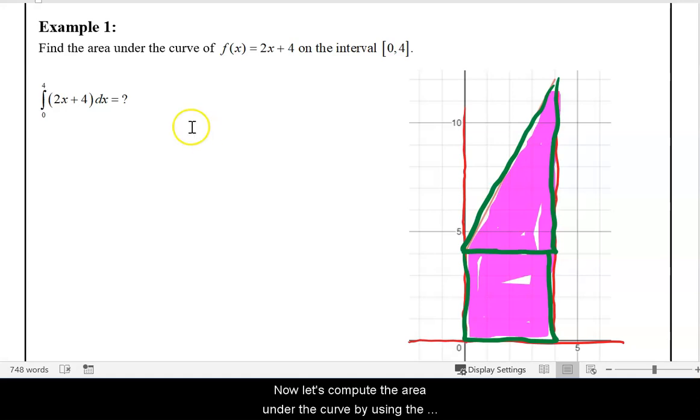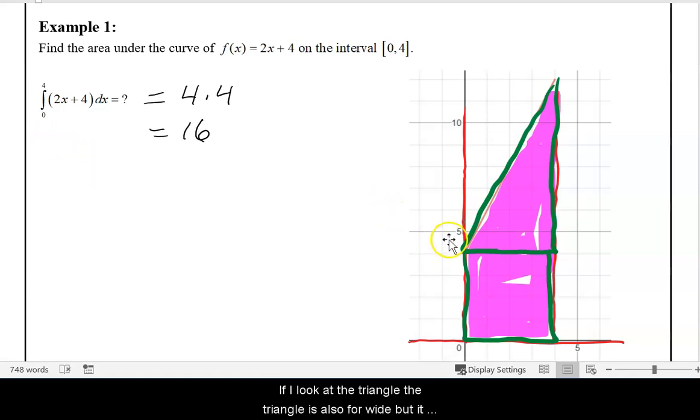Now let's compute the area under the curve by using the formulas for the area of the rectangle and the area of the triangle. In this particular problem, if I look at this region down here, it is 4 wide and 4 tall, which means it's actually a square. That means for the area of the square, I have 4 times 4, or 16.